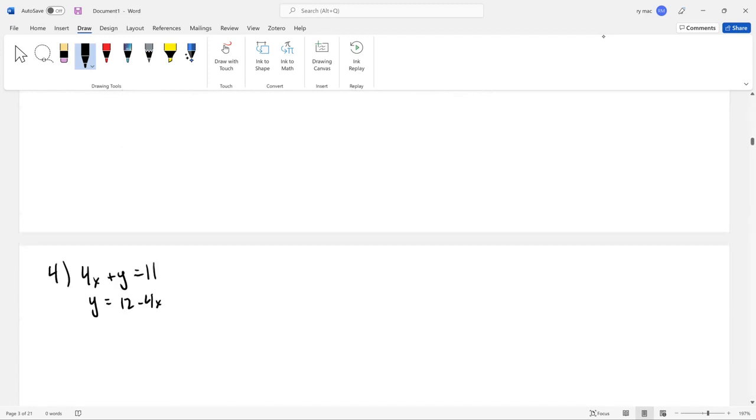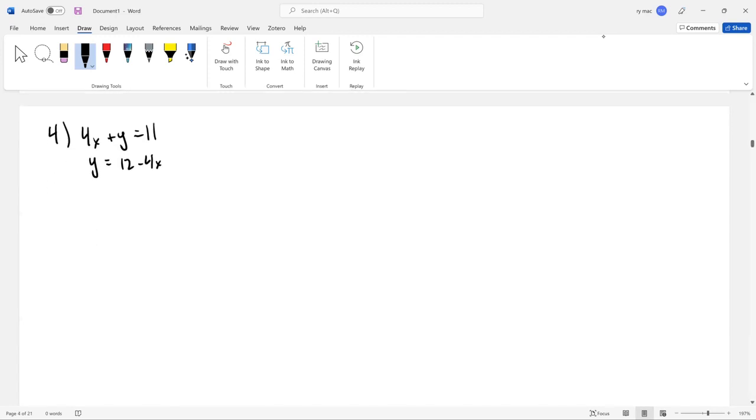All right, on to 4. This one says that you can use any method. The easiest way that I saw to solve this one was to just sub in. So since 1 is already equal to y, I'm just going to sub that y into the other. So this gets me 4x plus 12 minus 4x is equal to 11.